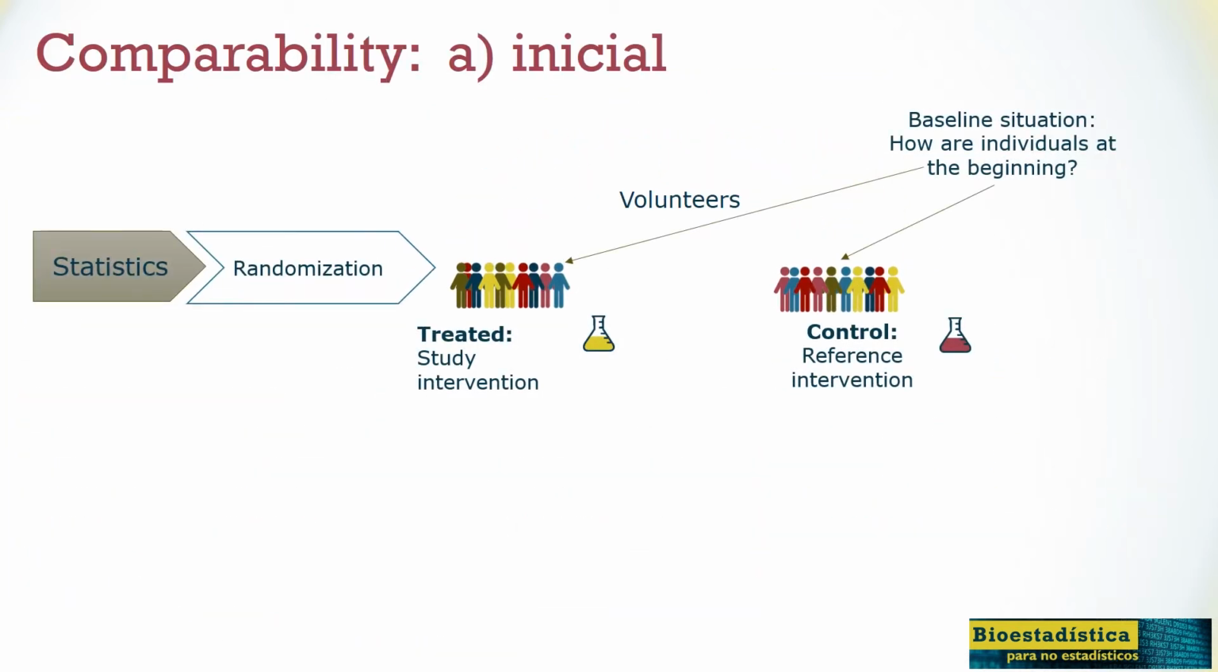Assigning cases randomly to both groups provides initial comparability. By definition, both samples come from the same population. There are small differences, by chance, of course. We will see how statistics quantifies this chance.